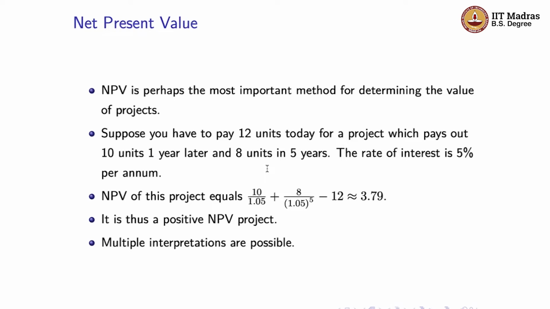So before we get into that, let's just think about what is the interpretation of this NPV being 3.79, right? There are multiple ways of thinking about this. Let's look at these different ways so as to think about why we have the NPV rule in the way that we have it, right?